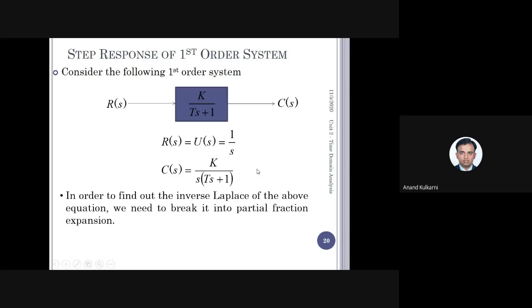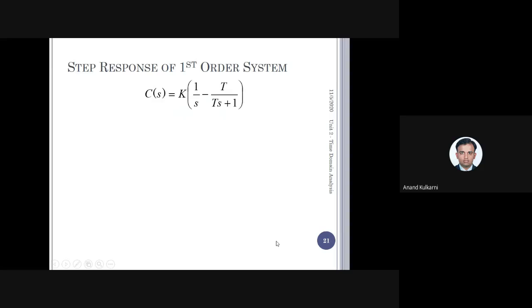Then it has to be brought down to a standard form. So we'll use the partial fraction method. Partial fractions you have studied in maths. Now in the denominator there is one S term and one Ts plus 1 term. So I will take the first term as A upon S plus the second term B upon Ts plus 1, and you have to evaluate A and B.